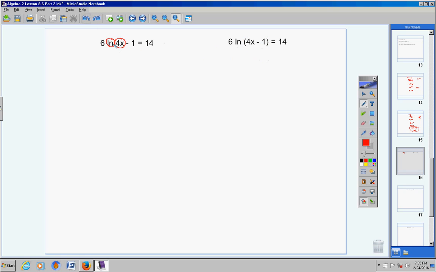Over here, I have to get rid of a 6 and a negative 1. So I'm going to first get rid of the negative 1. And now I'm left with 6 natural logarithm of 4x equals 15. Now I'm going to divide both sides by 6. Natural logarithm of 4x equals, divided by 6, that would be 5 halves, or 2 1/2.